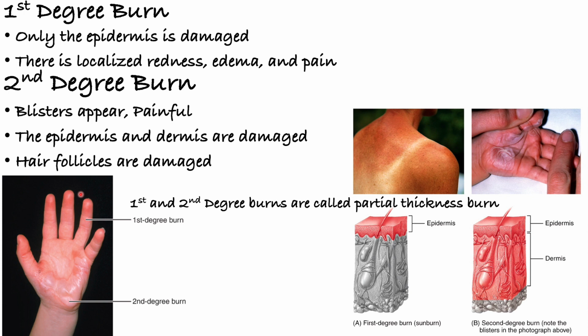And another thing about second degree burn is that it's going to be painful, all right, because some, not all, but some of the nerve endings might be damaged. Some of the hair follicles would be damaged as well, because they're located in the dermis. The nerve endings, the nerve sensory receptors are both located in the dermis. So as you can see here, we can see the blisters on the hand.